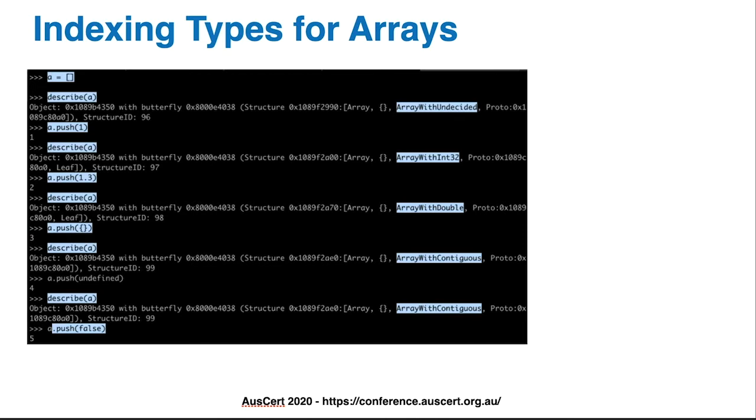Now you have certain indexing types for arrays as well. So for example, depending on what objects are present in the arrays, there will be an indexing type for it. So for example, if you just create an empty array, the type would be array with undecided. If you have only integers, it will be array with int32. If you have an integer and double, it will be array with double. If you push an object as well, it will be array with contiguous.